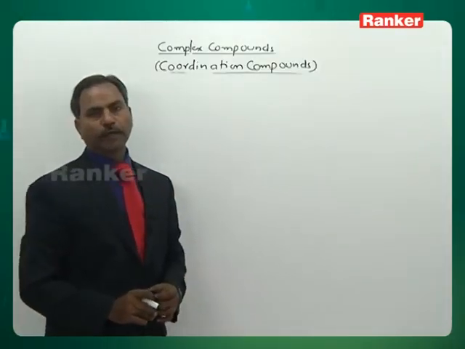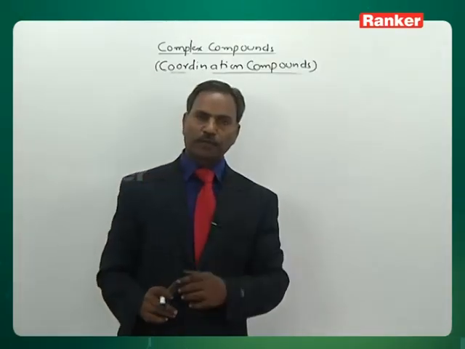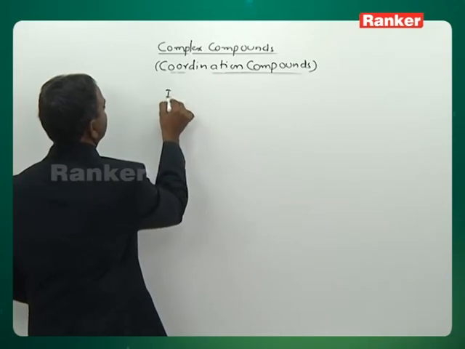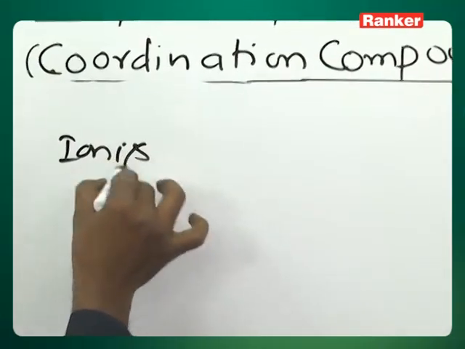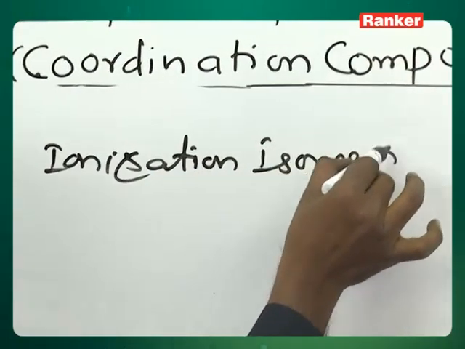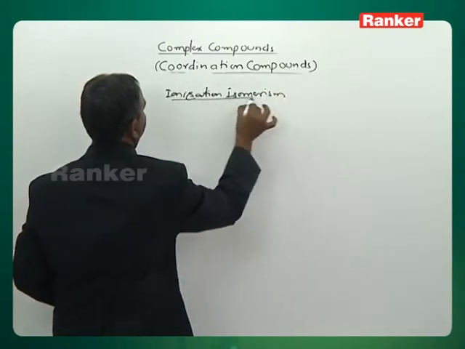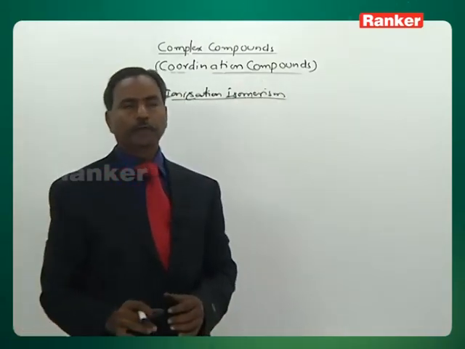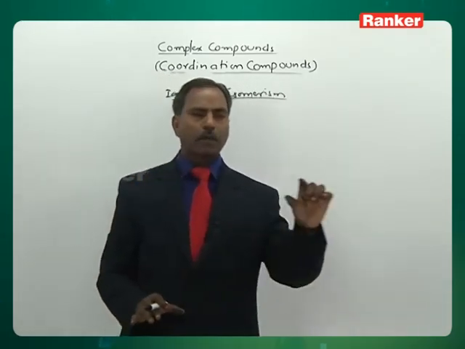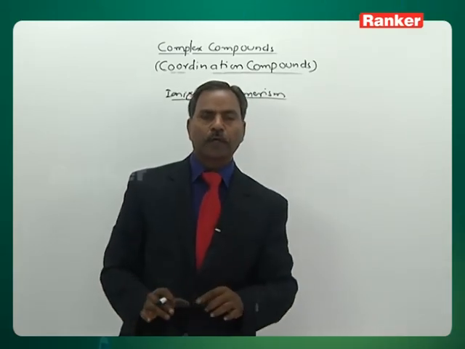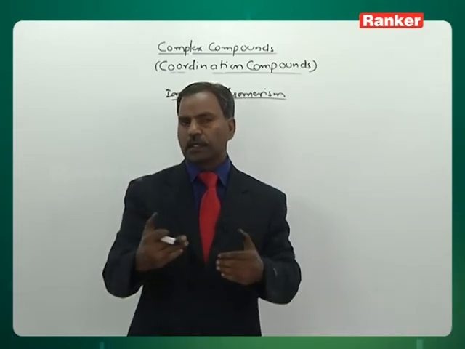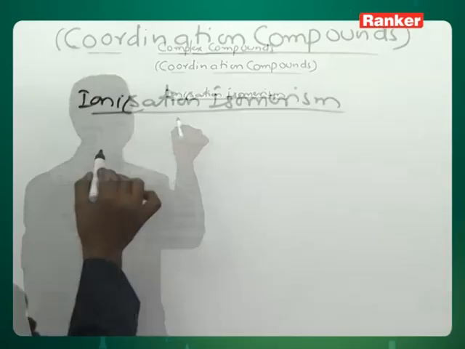Now under structural isomerism, different types are given. Under the first type, let us discuss ionization isomerism. The complex compounds having the same chemical formulae but which produce different types of ions in aqueous solution. Look here.